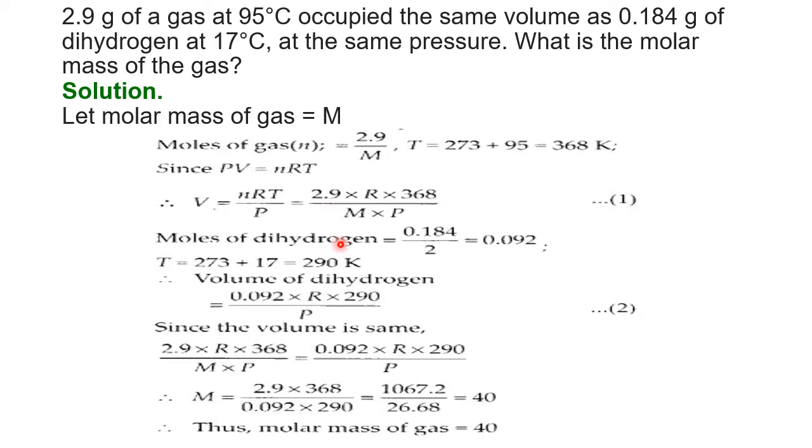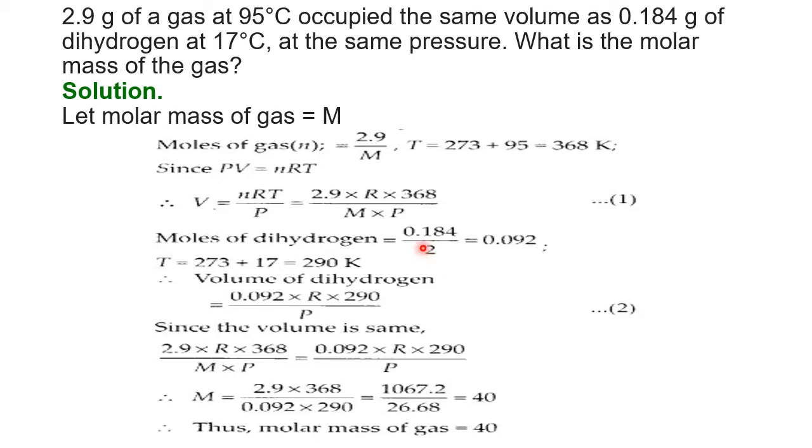What is the volume of the hydrogen? For this, you have to calculate moles of hydrogen. So moles of hydrogen equal to what? Mass given of the hydrogen is 0.184 gram. So therefore, moles of dihydrogen equal to mass given by the molar mass. Molar mass of H2 equal to 2.